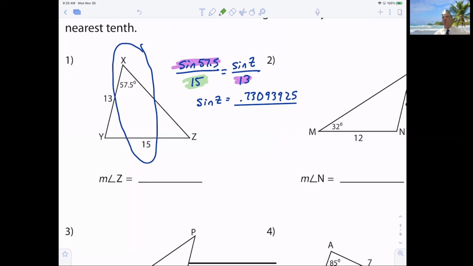So now someone brilliantly said, I'm trying to get to Z, so I have to undo the sine. So remember, we do inverse sine. I'm going to write down on my paper here, Z equals the inverse sine of my answer. There's one of two ways to do it on your calculator. You can go second sine, click the up arrow, and it'll take you to this number right here.